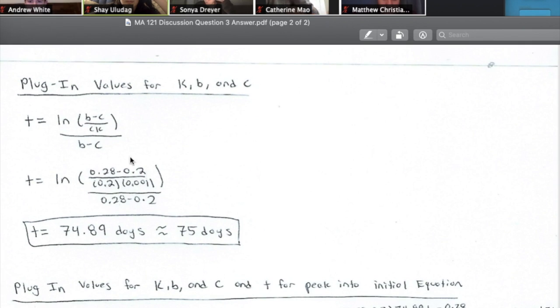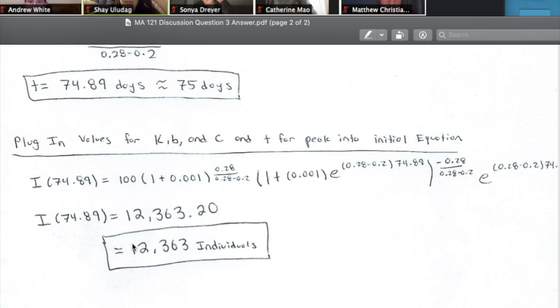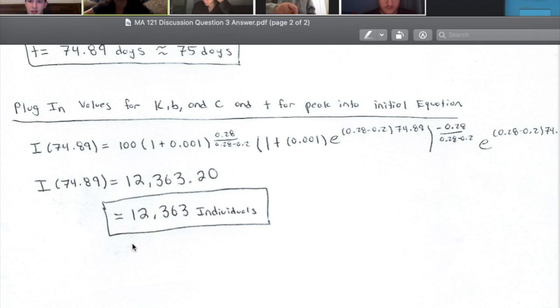After doing this, we get 74.89 days, which we can approximate to 75 days, but we're going to use 74.89 days in our next calculation. To find the number of individuals that are infected at this peak, we need to go back to our original equation, which gives us the number of infected individuals. So we plug in 0.001 again for k, 0.28 for b, and 0.2 for c, and we get this long equation that now has a bunch of numbers in it.